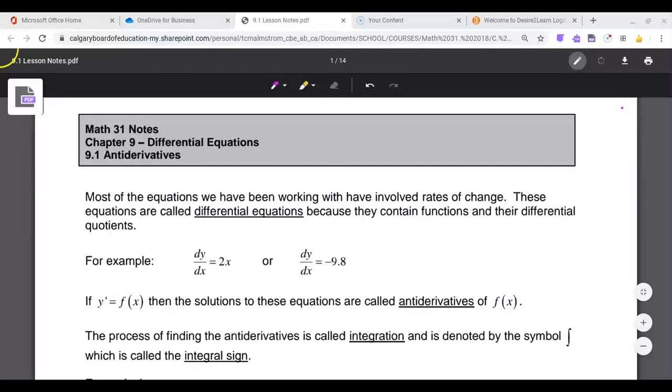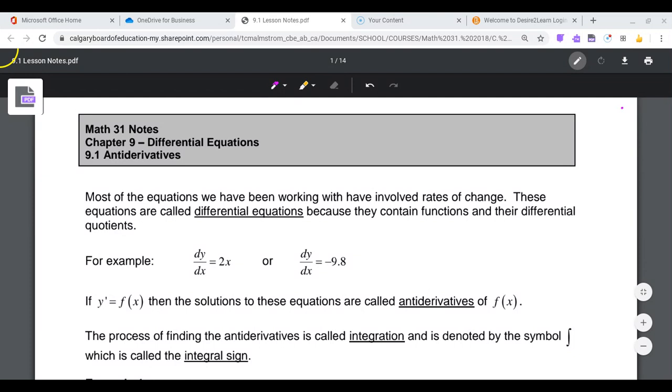All right, chapter 9, antiderivatives. So far in this course, we have been doing what's called differential calculus, which means that we've been doing some sort of differentiation or taking derivatives, which is mostly what we've been doing for these chapters. We're now going to look at going backwards.